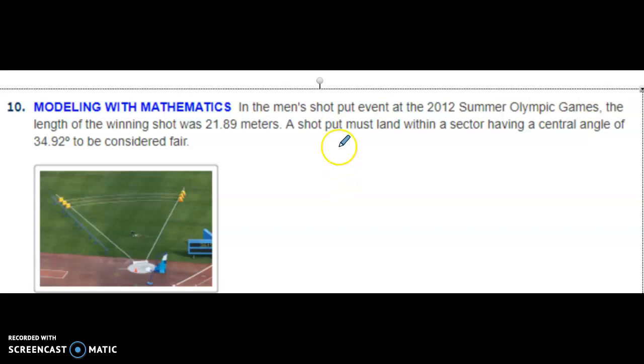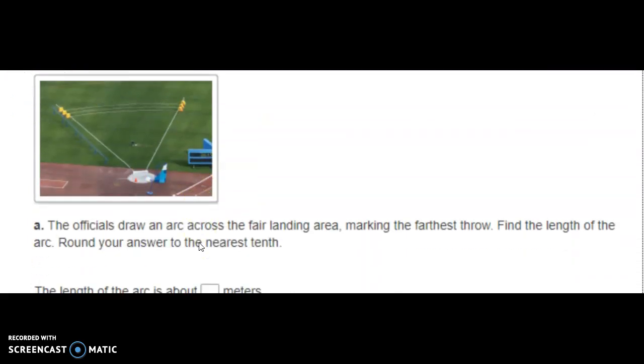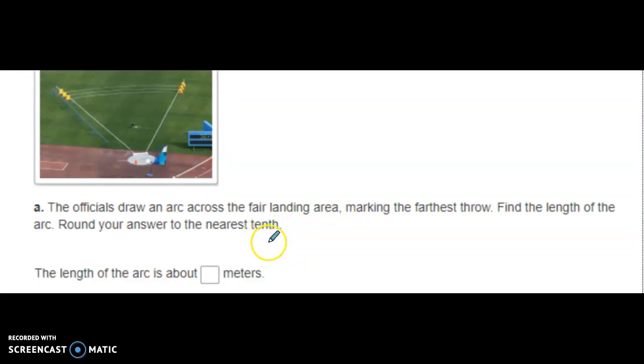So, shot put: the length of the winning shot was 21.89 meters. A shot put must land within a sector having a central angle of 34.92 degrees to be considered fair. So the angle of the shot put area would be 34.92 degrees. If the officials draw an arc across the fair landing area marking the farthest throw, find the length of the arc. Round your answer to the nearest tenth.